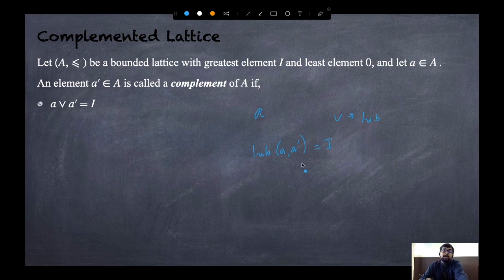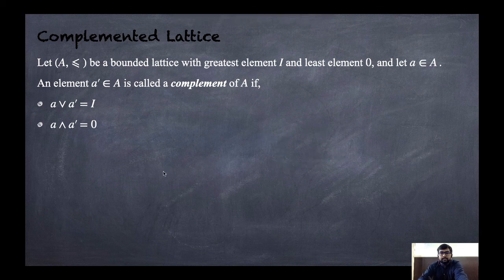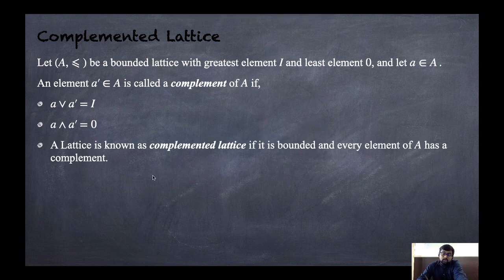I means the greatest point. And next, a ∧ a' equals 0. So this is the greatest lower bound of a and a', which has to be 0. 0 means least. So a lattice is known as a complemented lattice if it is bounded. So first it has to be bounded, and every element of A has a complement. That means it should satisfy this condition.